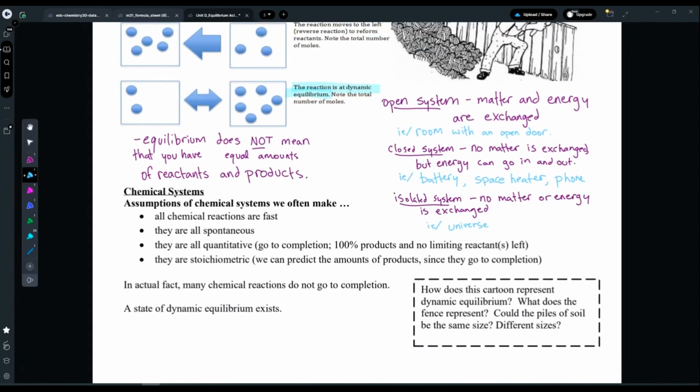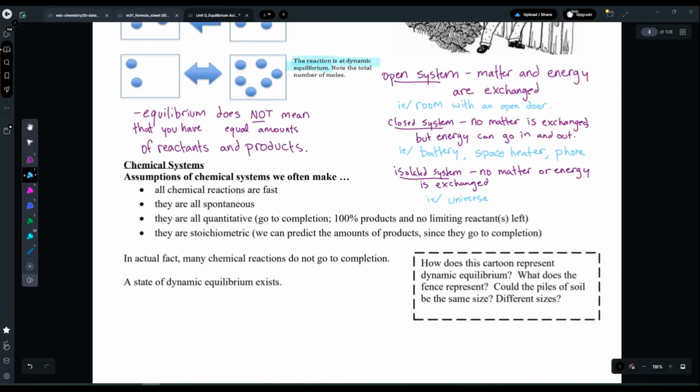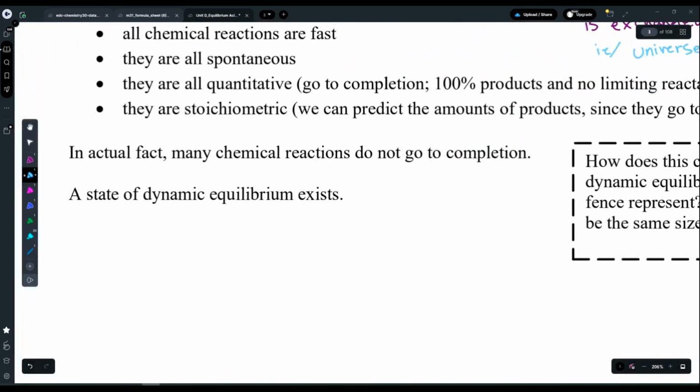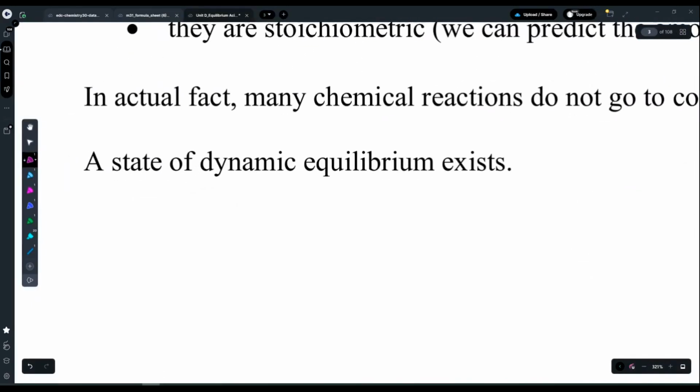Okay, so those are the different types of chemical systems. We do have these assumptions, but like I said, many chemical reactions, even though we typically assume that they go to 100% completion and therefore are stoichiometric, many reactions don't do that in reality, and they actually exist at a state of dynamic equilibrium. Dynamic equilibrium is a term that you're going to want to know, and we'll define it a bit more on the next page here.